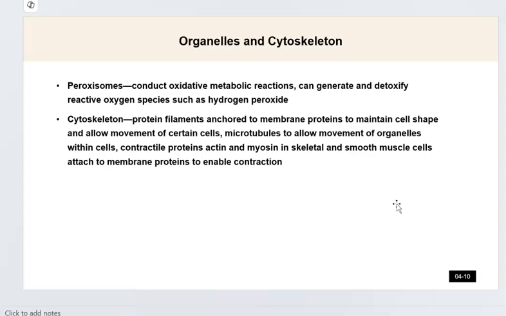Your cytoskeleton is made up of your protein filaments that extend throughout the cytoplasm, many of which are anchored to your membrane proteins, and this is what gives the cell its shape. So the filaments can be organized by size from small to large, like microfilaments made of actin, intermediate filaments composed of several different proteins, and then the microtubules made of tubulin. So organelles and vesicles can move along these filaments, and in motile cells, especially like white blood cells, they are responsible for the cell movement.